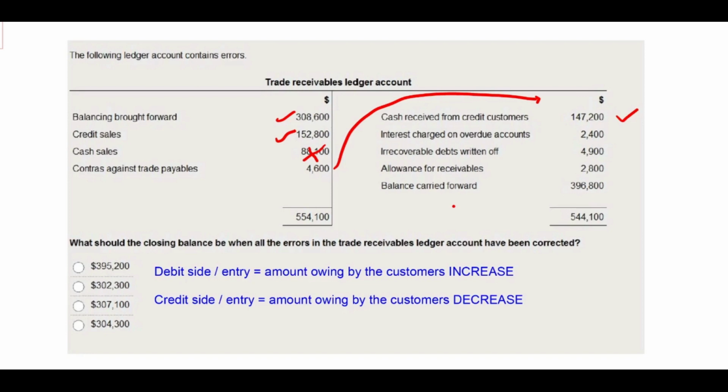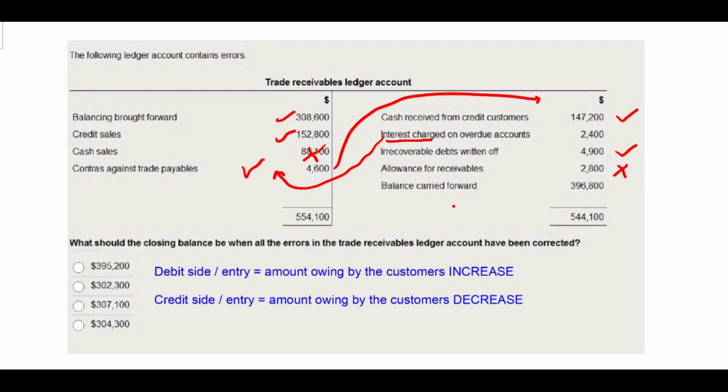Now, what about the interest charge on the overdue accounts? Any form of interest charge is supposed to be debited in the trade receivables ledger account, since it increases the amount owing by the customers. Now, irrecoverable debts written off, these again are a correct entry or posting to the trade receivables ledger account. Now, what about the next item, the allowance for receivables? These should not be included in the ledger account.